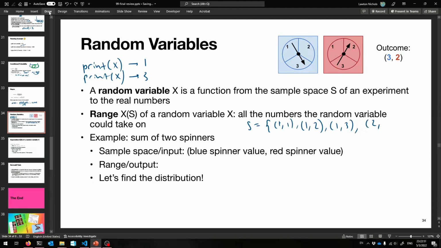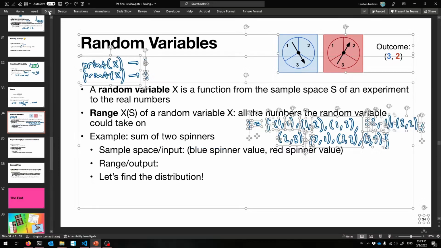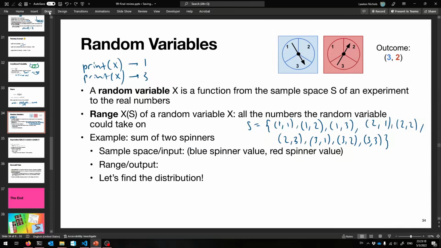So we got 2, 1, 2, 2, 2, 3. These are all independent of each other, by the way. Spinning the blue spinner does not affect the outcome of the red spinner, does it? So that's the sample space, 9 values. And let's say our random variable is supposed to keep track of the sum of the two spinners. So instead of x, let's use y. Let's say that our range for our y random variable is going to be, you give it the entire sample space, it's all the possible sums, right?